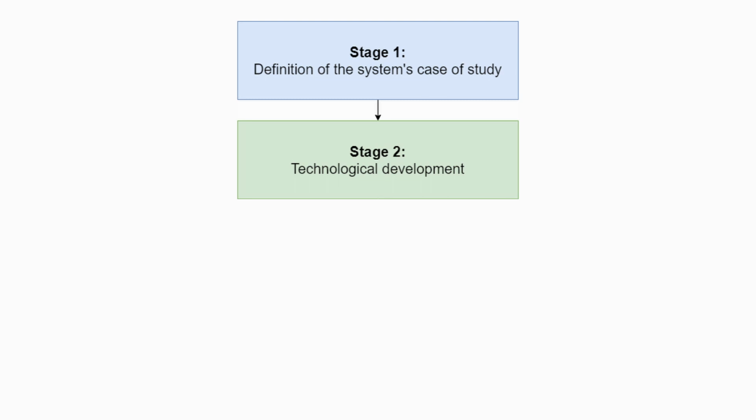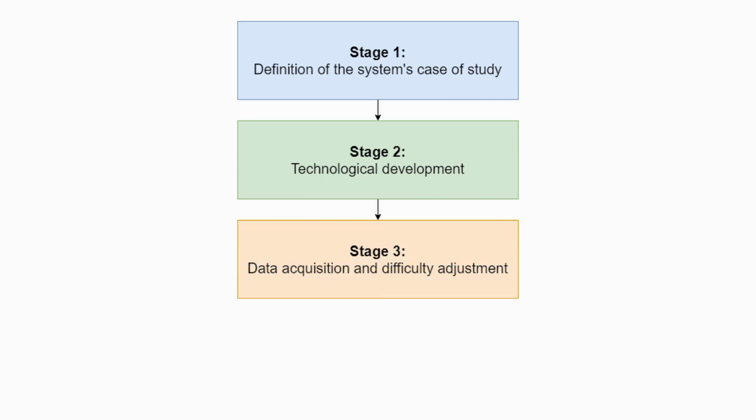From the methodology, the first stage consists in the definition of the system's case of study, where specification of the training and the environment elements are determined. The second stage is the technological development, creating the workflow for the activity that the user must carry out, as well as the three-dimensional representation of the elements required for the system and the development of the virtual reality interactions.